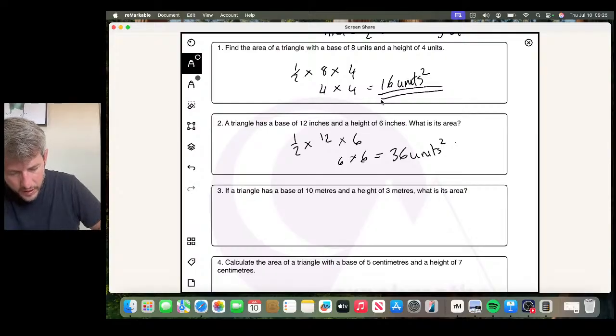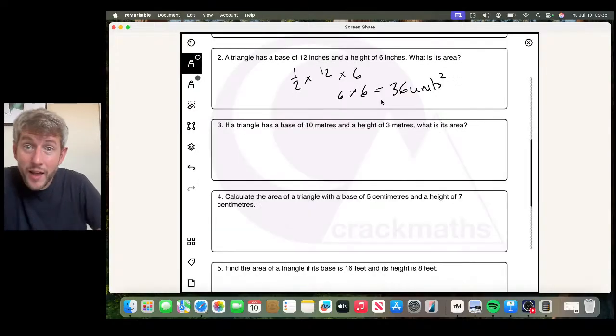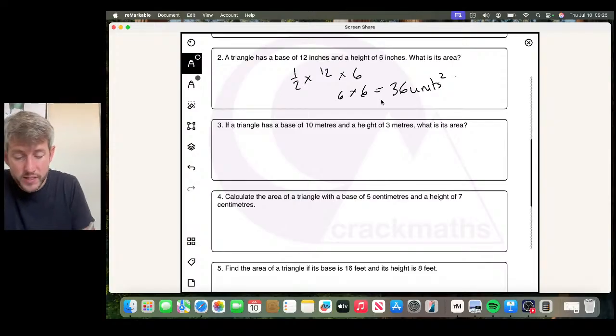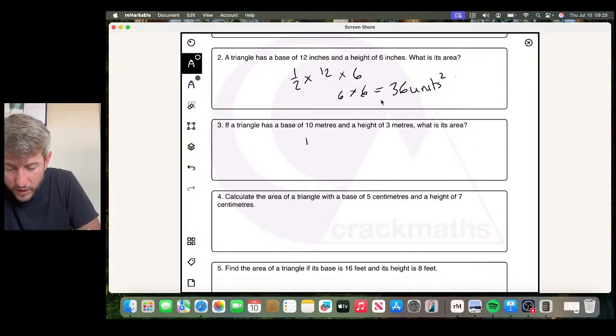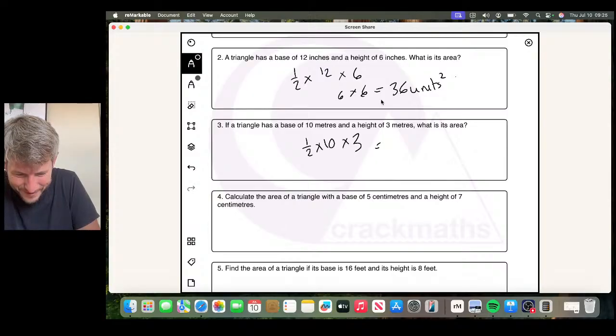Okay. Question 3. If a triangle has a base of 10 meters and a height of 3 meters, well, we're going to do half of 10, half times 10 times 3. Well, half of 10 is 5. 5 times 3 is 15.